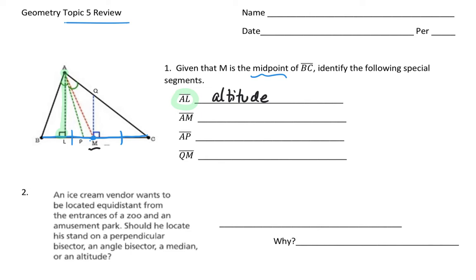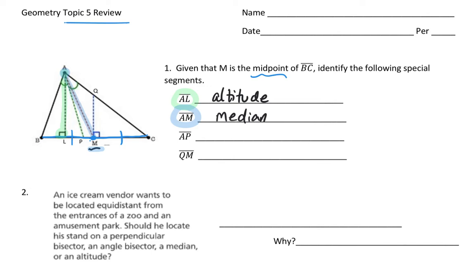Up next is AM. Well, AM goes from the vertex A all the way to M, which we said is a midpoint. So because it's going from a vertex to a midpoint, that's kind of an easy one. That's our medians. That was our favorite segment, the median. That's the one that we did in class where we made the triangles and balanced them on the tip of our pencils or fingers or whatever we had.